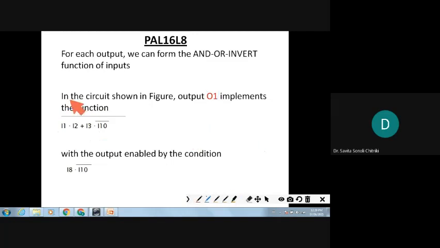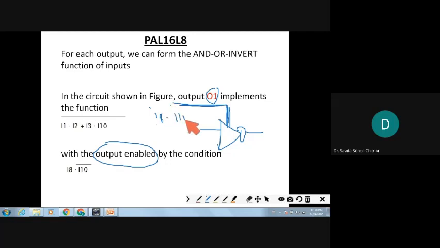So in the circuit shown in figure 1, O1 implements the function I1, I2 and I3, I10 bar, with the output enabled by the condition. That's why you have an inverted output which is enabled by the condition. This is the condition line. What is it enabled by? I8 ANDed with I10 bar.